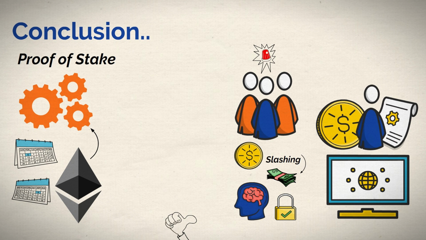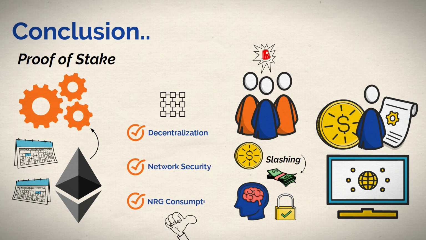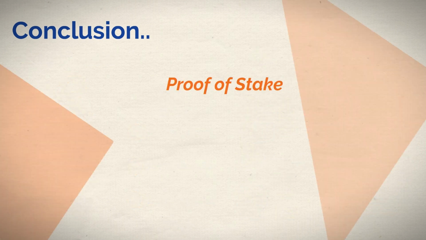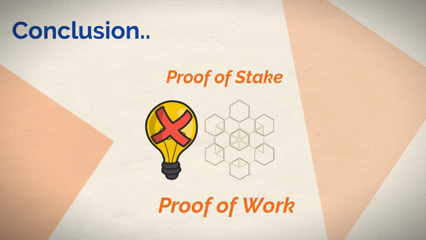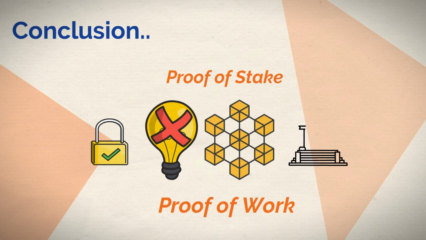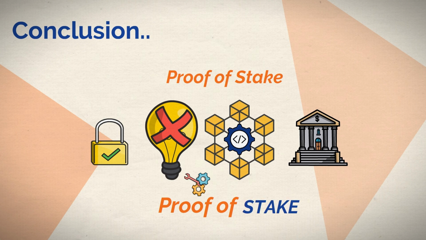Proof-of-stake promises several solutions to the issues faced by today's blockchains, issues like decentralization, network security, and energy consumption. As it currently stands, proof-of-stake has already proven to consume far less energy than proof-of-work blockchains. As for security and decentralization issues, there's still some work to be done before proof-of-stake replaces the proof-of-work consensus protocol.